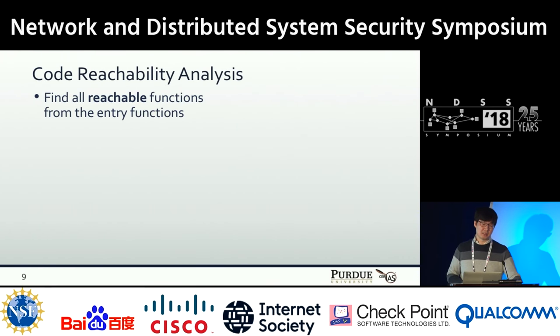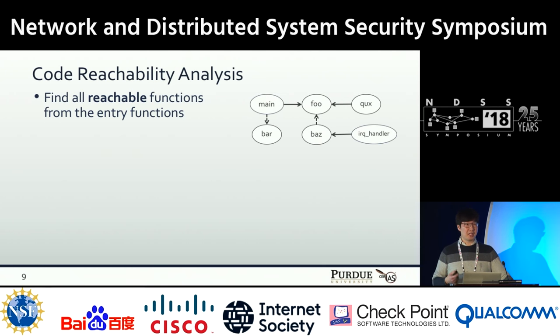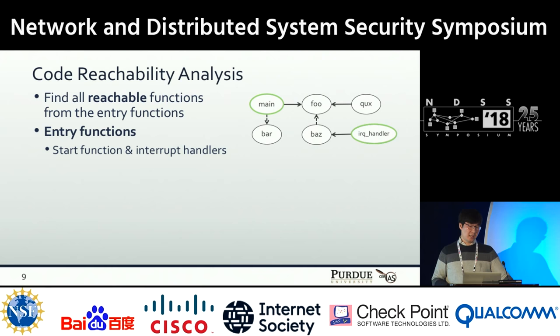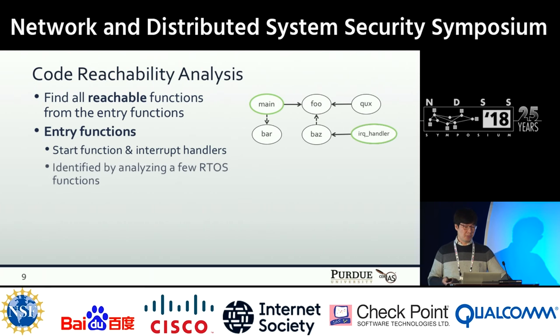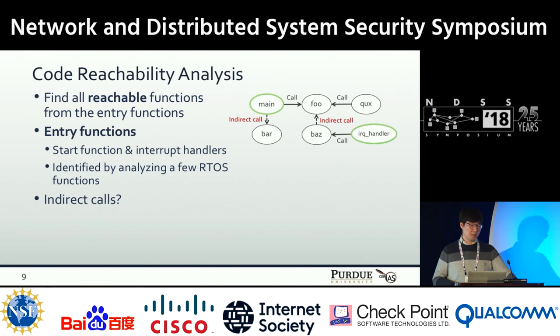First, code reachability analysis. The goal of this code-level analysis is to find all reachable functions from the entry functions of each process. To do that, we first analyze the firmware statically and build a call graph like this. The entry functions include the start function of each process, such as the main function, and all the interrupt handlers that are used in the execution of each process. We find the list of these functions by performing a separate code reachability analysis on a few RTOS functions, such as the process start function, and then do the code reachability analysis starting from these entry functions.